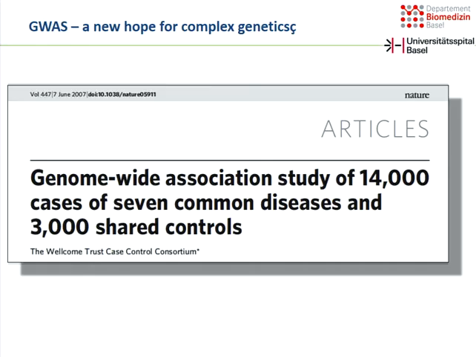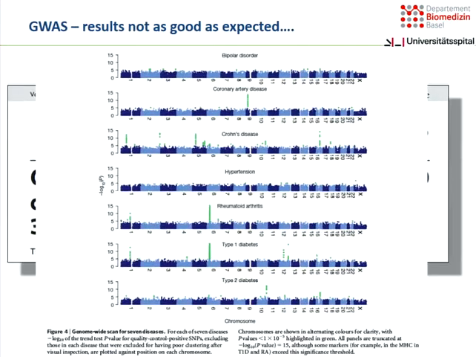So they had 2,000 individuals from each diagnosis. And I will show you which diagnosis this was. There was one neuropsychiatric disorder, bipolar disorder, then there was coronary artery disease, Crohn's disease, hypertension, rheumatoid arthritis, type 1 and 2 diabetes. And so these are what we now call Manhattan plots. So that gives you an overview of the result of a GWAS. And you know that you want to see these sort of skyscrapers that indicate there is a position in the genome with SNPs that are highly associated with the disease.